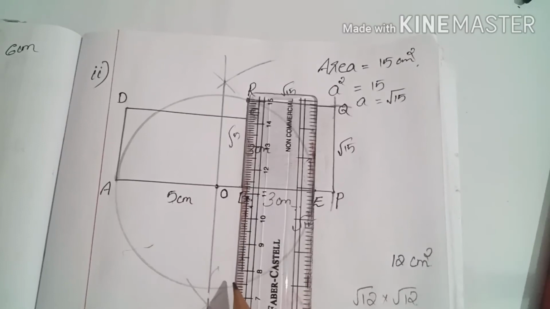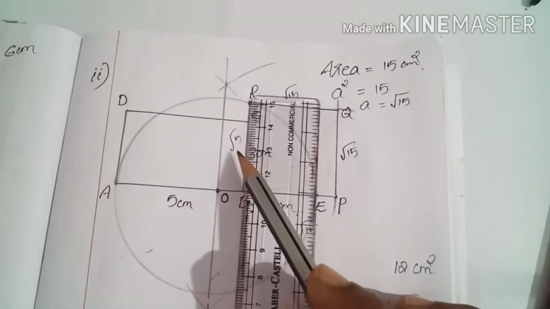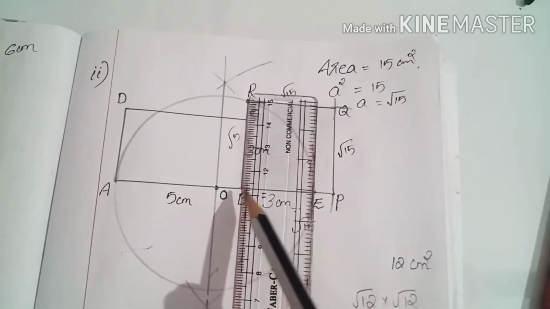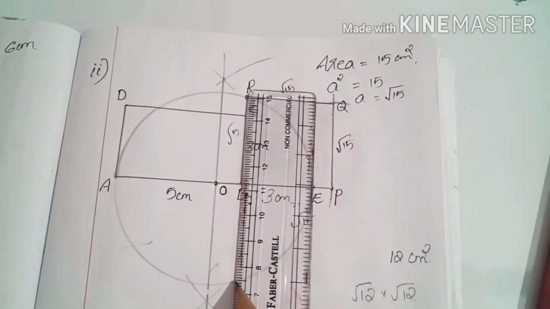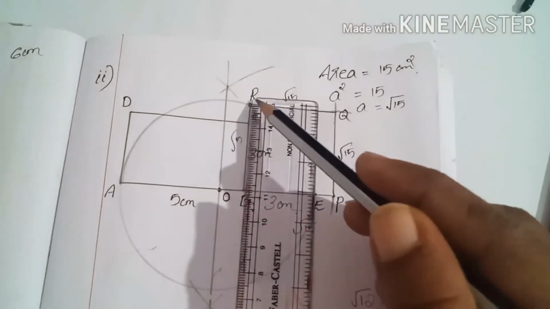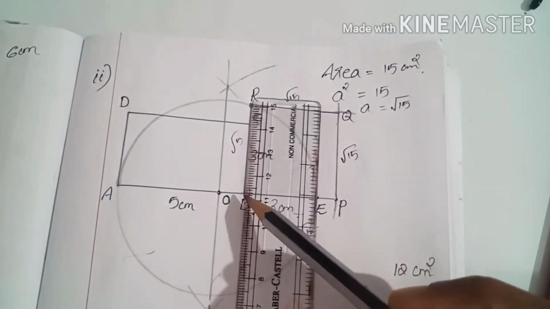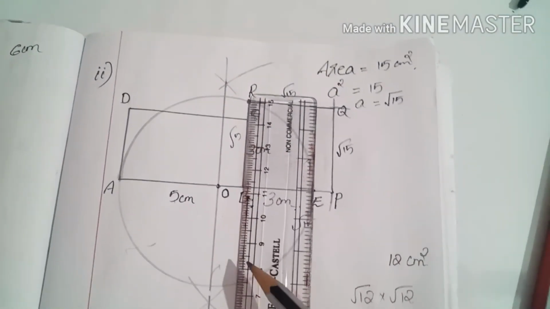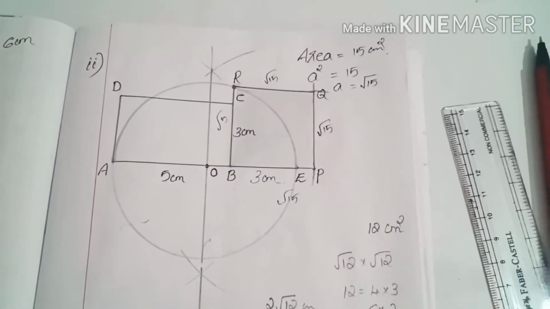From B to this point will be the same, root 15. From here to this point will also be root 15. So total will be what? From B point to the upper semicircle root 15, from B point to the lower semicircle also root 15. Then together it will be 2 root 15. In that case also you can use this method.